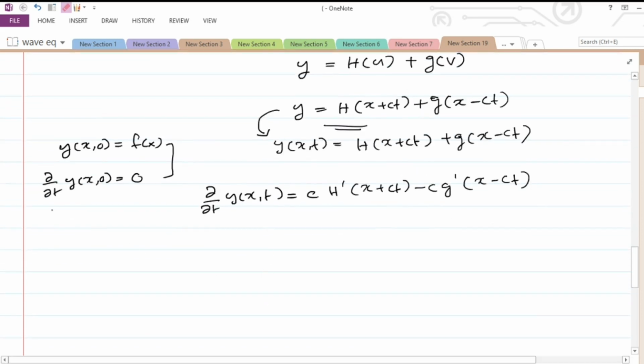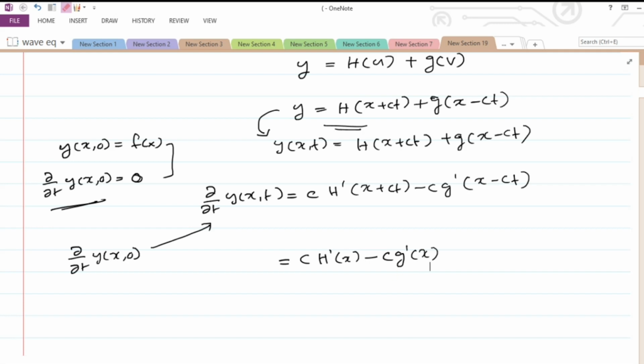Now applying the first initial condition, since it is given as 0, we can apply that. So ∂/∂t of y of x,0: we take t equal to 0 in the equation, so we get this equal to c into H dash x minus c into g dash x.